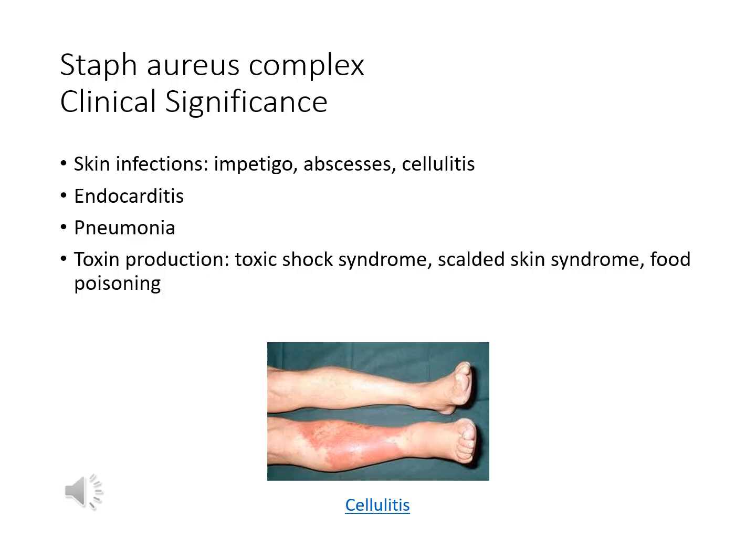Staph aureus is considered pathogenic, so it could cause skin infections such as impetigo and abscess or cellulitis, which is shown in the picture on the slide. It could be endocarditis, could cause pneumonia, could also be as severe as toxic shock syndrome, scalded skin syndrome, or could be transmitted through food. So that results in food poisoning.